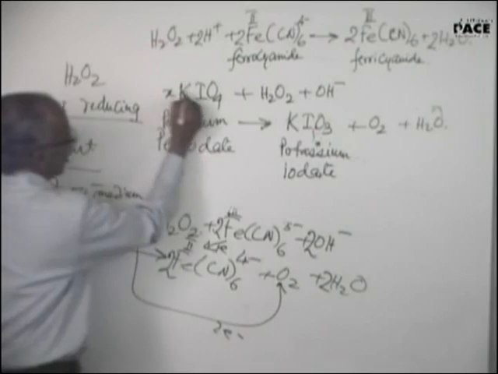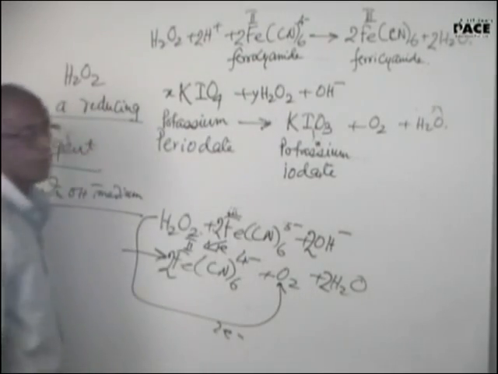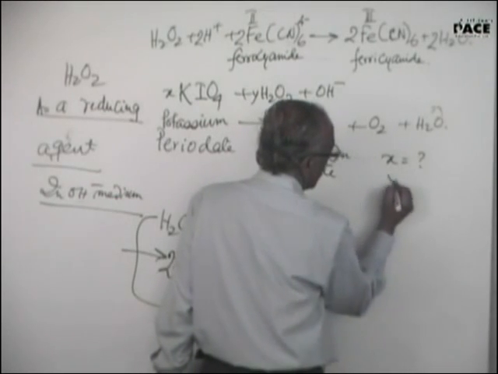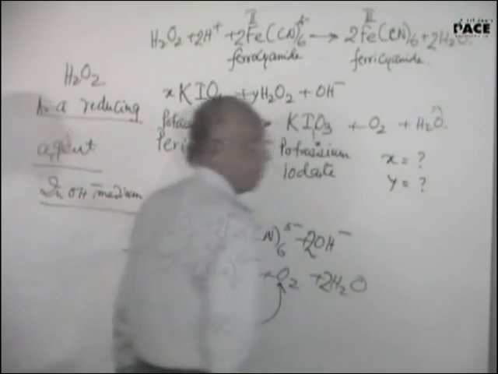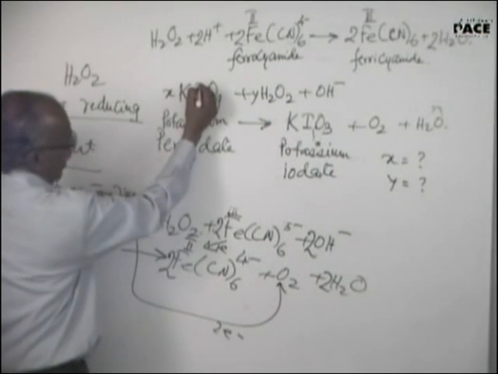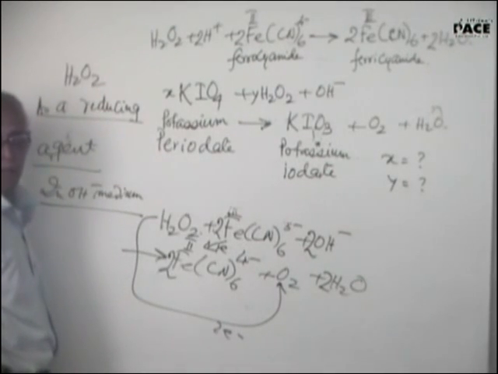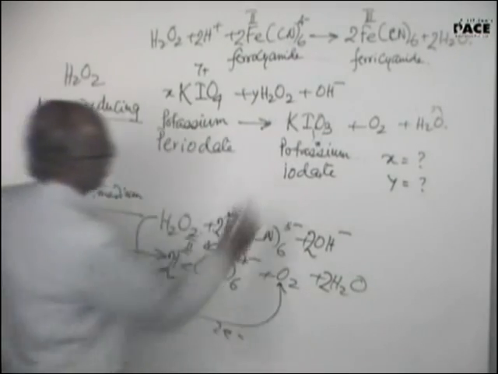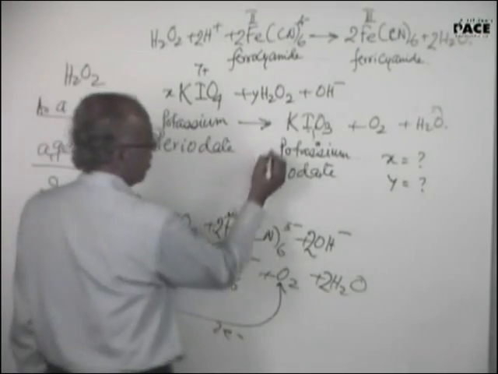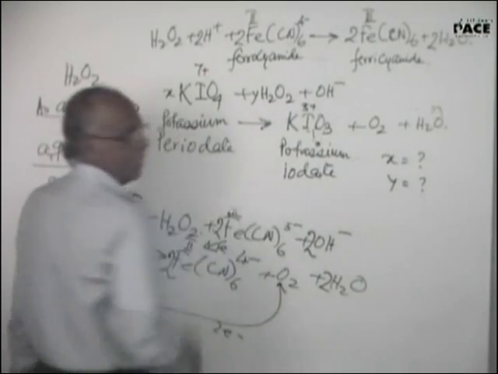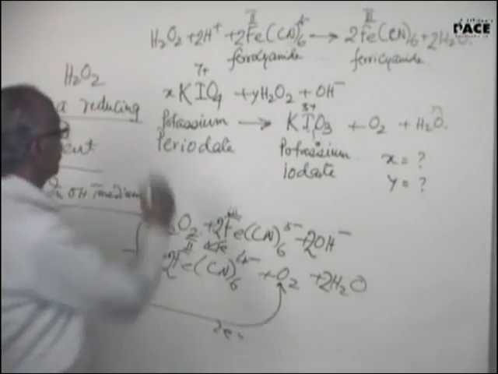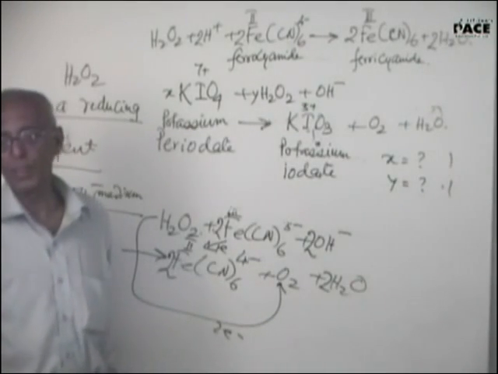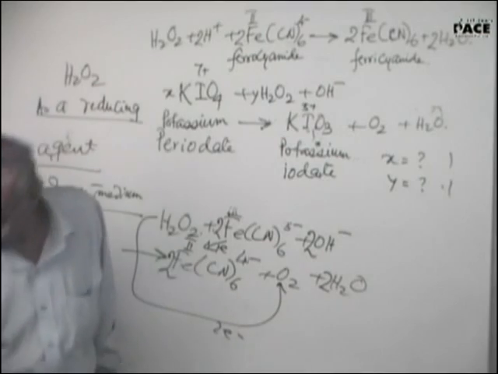So what will be the ratio of X and Y? X is... what is the oxidation change of iodine? Plus 7. What is the oxidation state now? Plus 5. So how many electron changes? 2 electron change. So X is equal to 1, Y is equal to 1. So why did you say X is equal to 2?